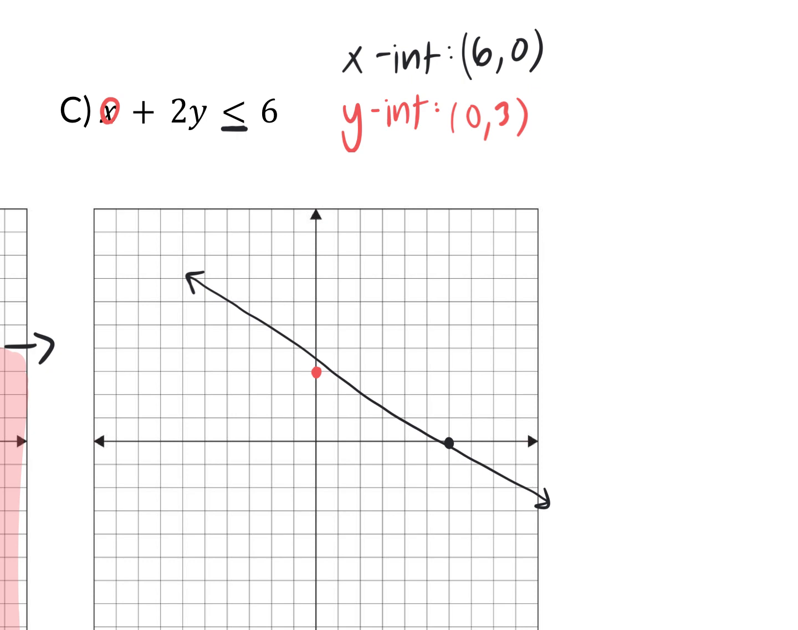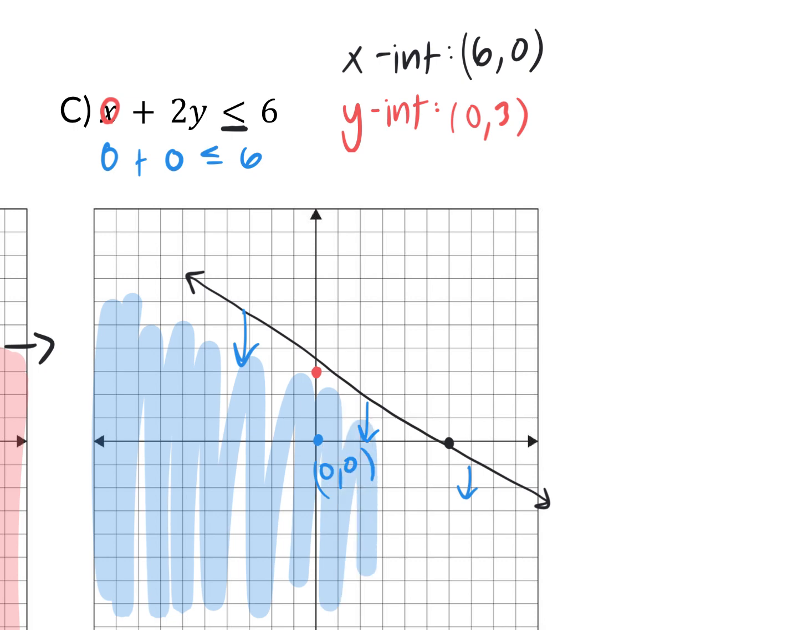Okay, then I am going to test a point. I'm going to test 0, 0 again. If I plug in 0 plus 2 times 0 is 0, is that less than or equal to 6? Yes. So I am going to shade everything below this graph is part of my solution. So everything down here.